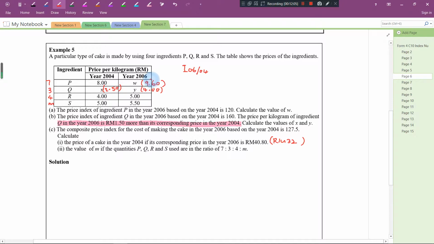So how do I get the index number for ingredient P in the year 2006 and 2004? We don't have to calculate because the question already gave us here, which is equal to 120. So how about ingredient Q? We know 160, right? So these two we need to calculate ourselves. Since the base year is 2004, we have to take 5 divided by 4, and then we times 100. It is equal to 125.